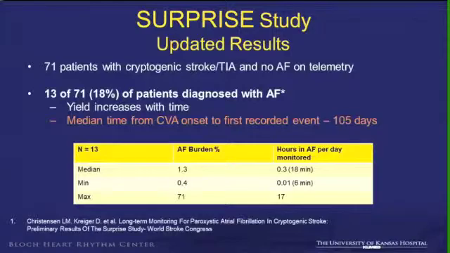The SURPRISE study looked at 71 patients with cryptogenic stroke and no AFib on telemetry, and they found that it took about 105 days from CVA onset to the first reported event. So that is not a trivial amount of time in order to appropriately diagnose and treat these patients.